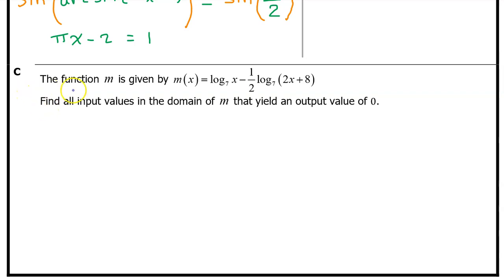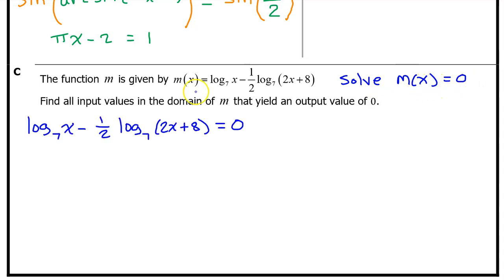Part C. The function m is given by m of x equals this expression. Find all input values in the domain of m that yield an output value of 0. Finding the input values that yield an output value of 0 is a long way of saying solve m of x equals 0. Setting m of x equal to 0 gives us this.